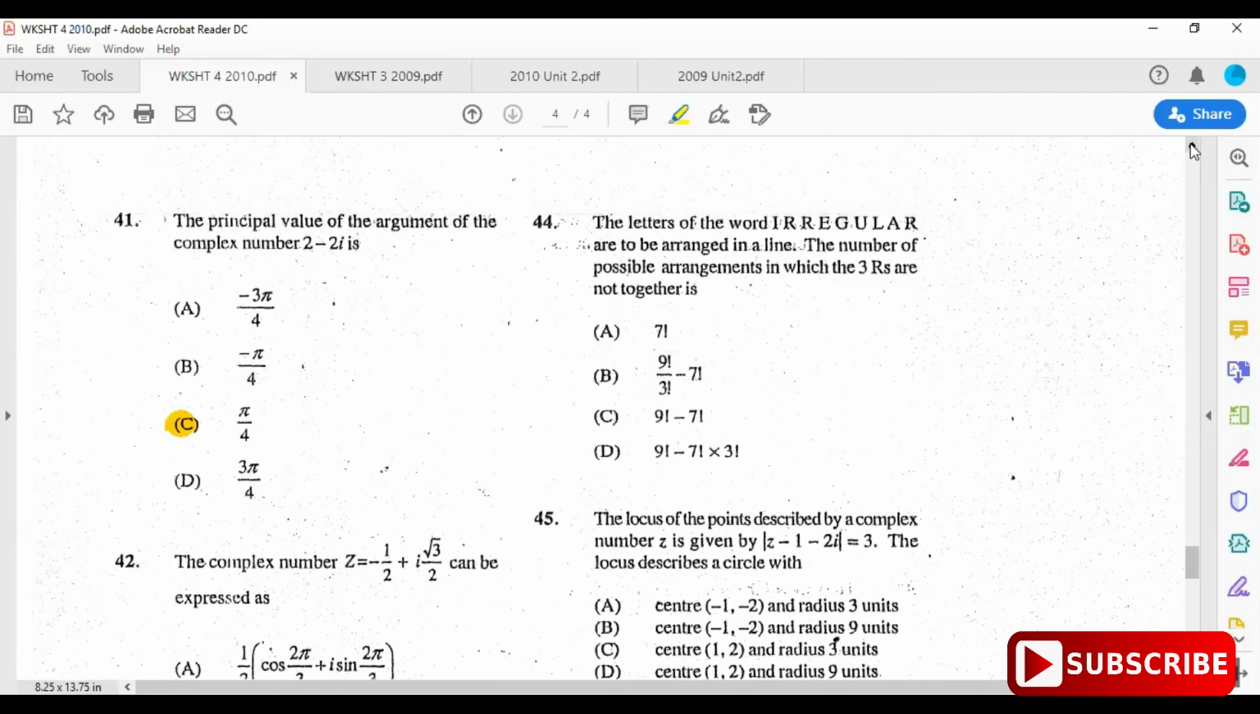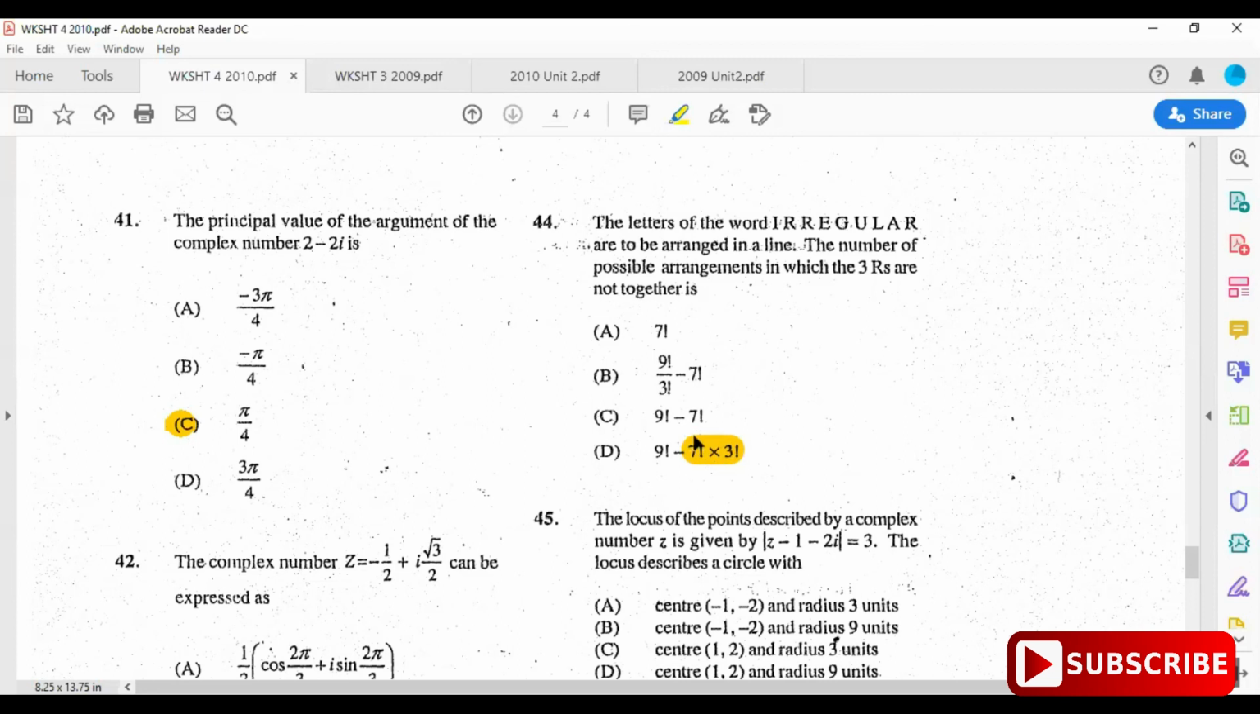Now question D, 44 rather. It asks us for the number of ways we can arrange the word irregular where the R's are not together. First and foremost, the number of ways for the R's to be together is 7 factorial times 3 factorial. We just look at an example like that.